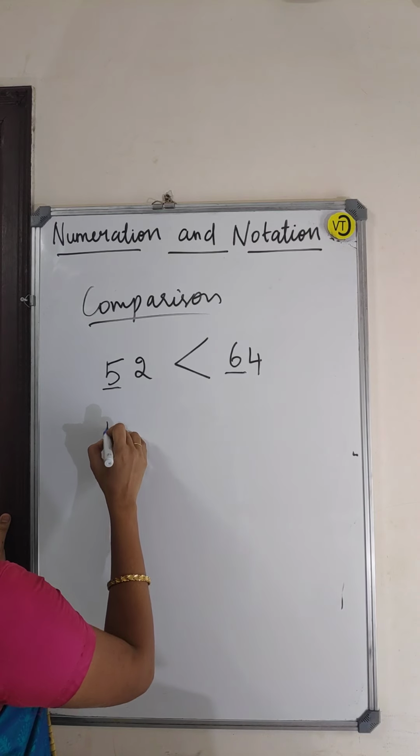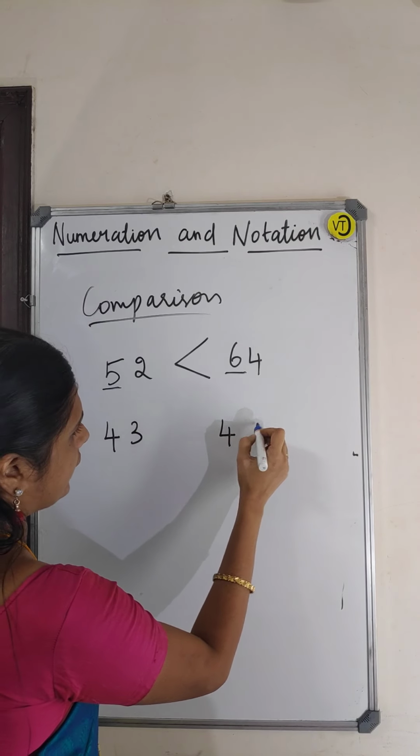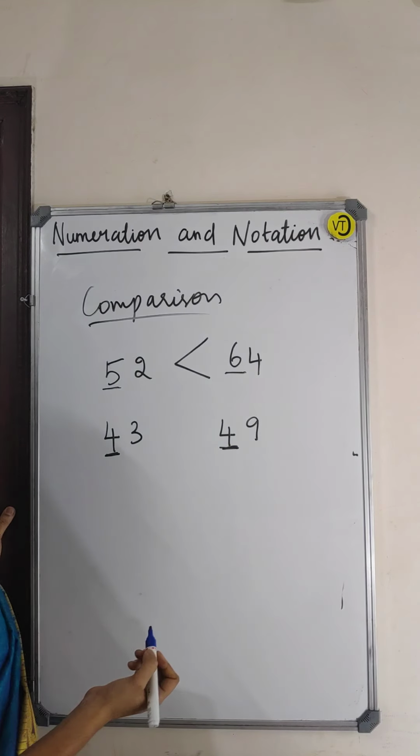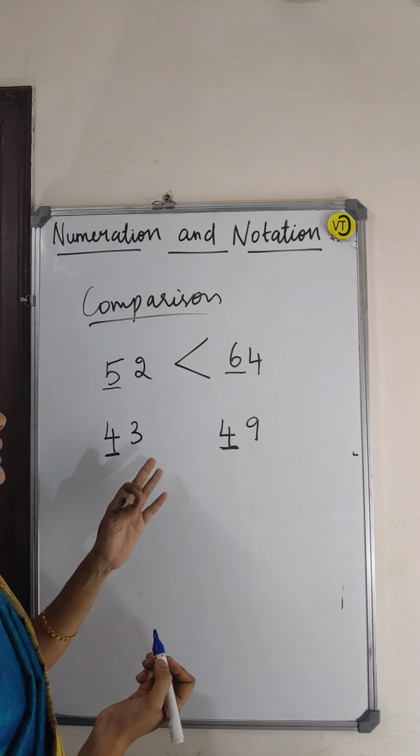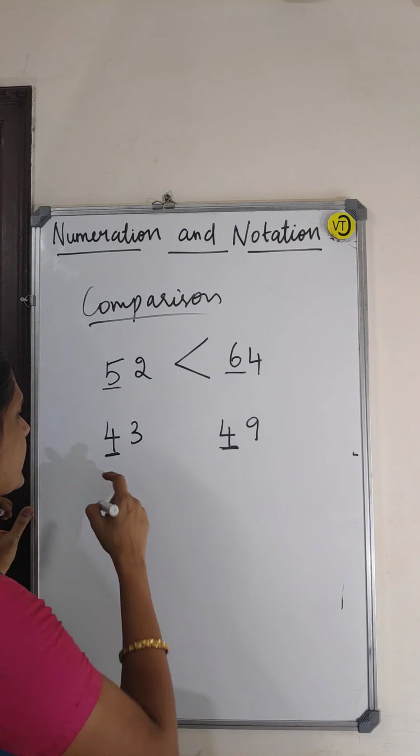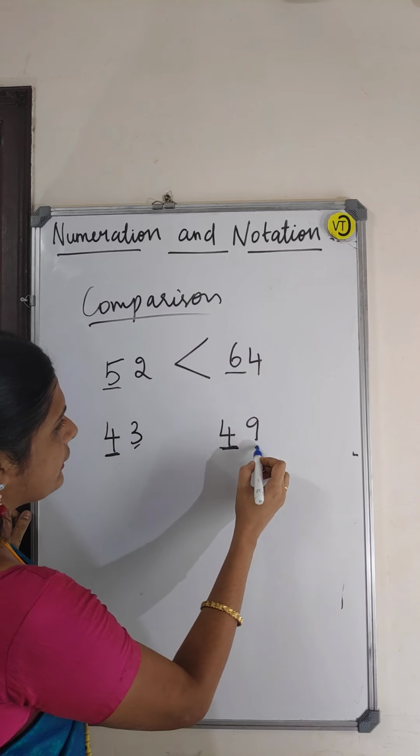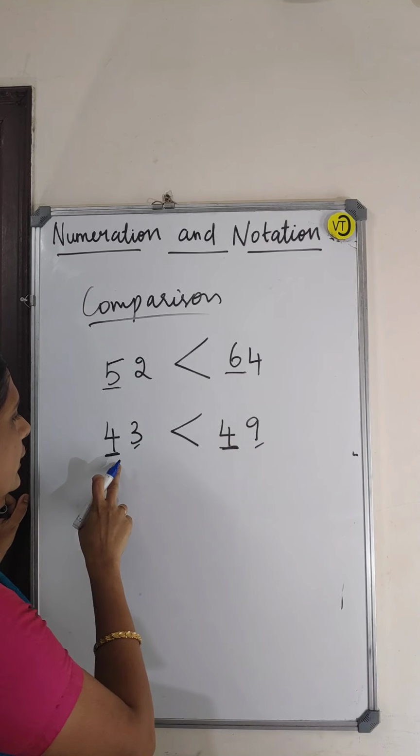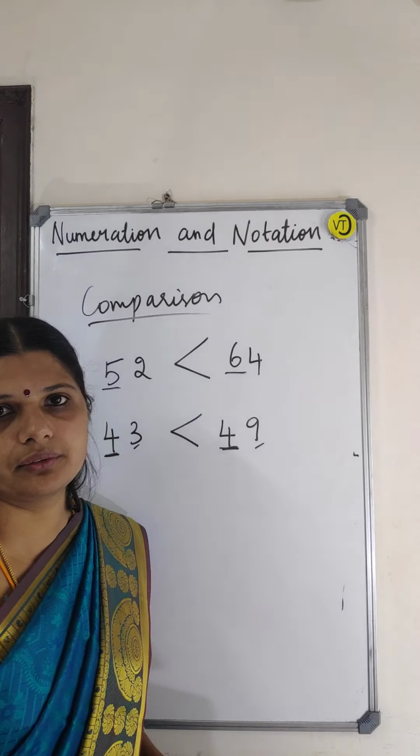Sometimes 43 and 49. Here the first number is 4, and here also the first number is 4. How do I check which one is bigger? Next number, you come. 3 is there, 9 is there. Here 9 is the bigger number. So I can tell 43 is less than 49.